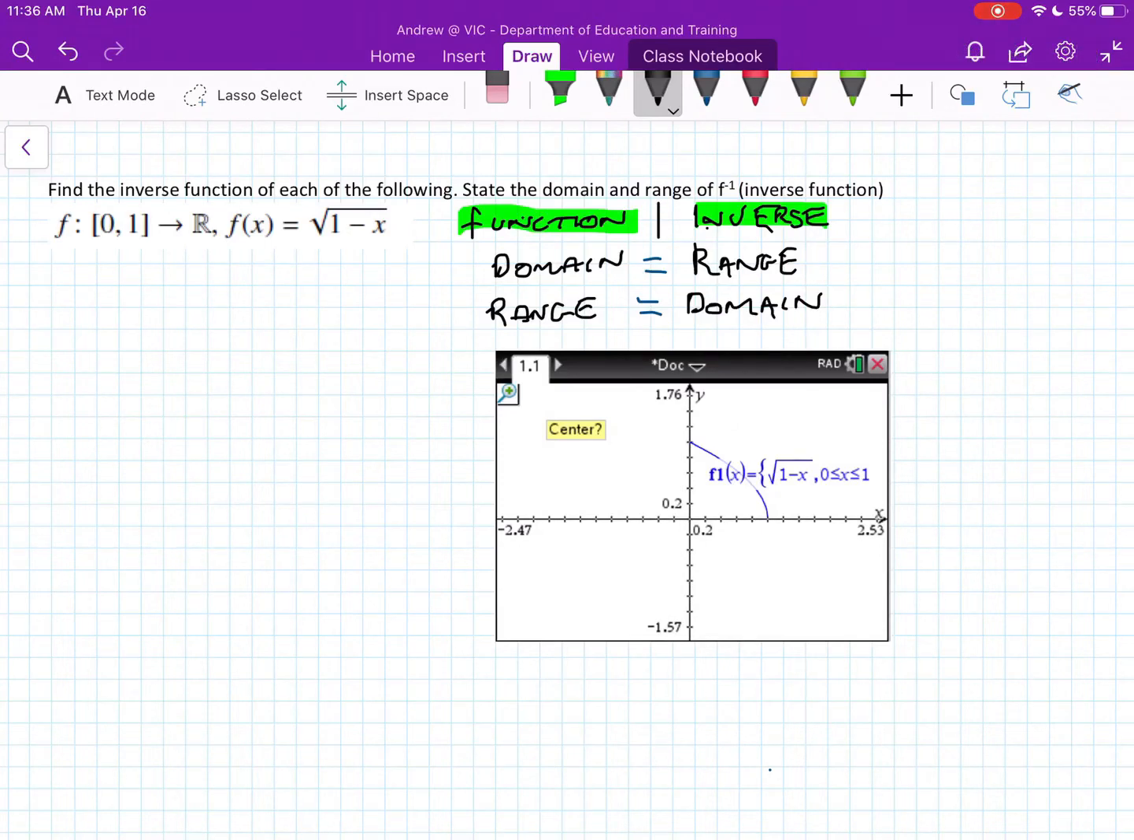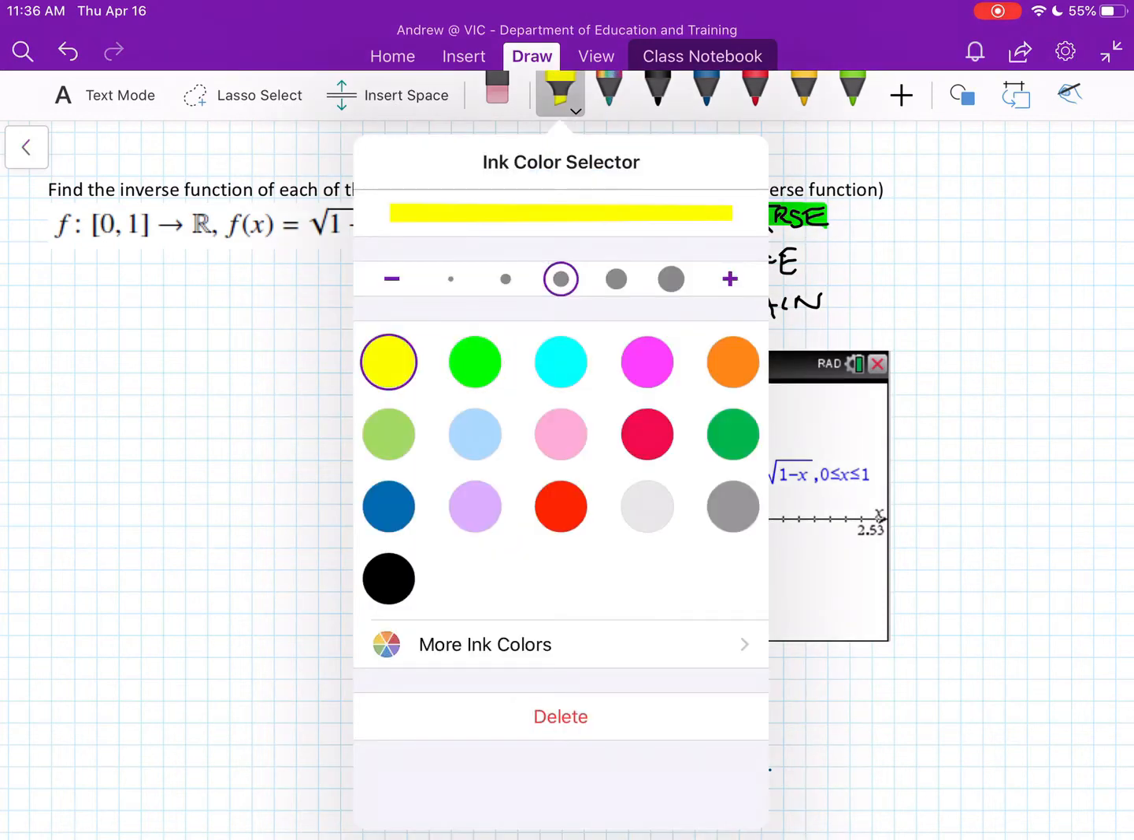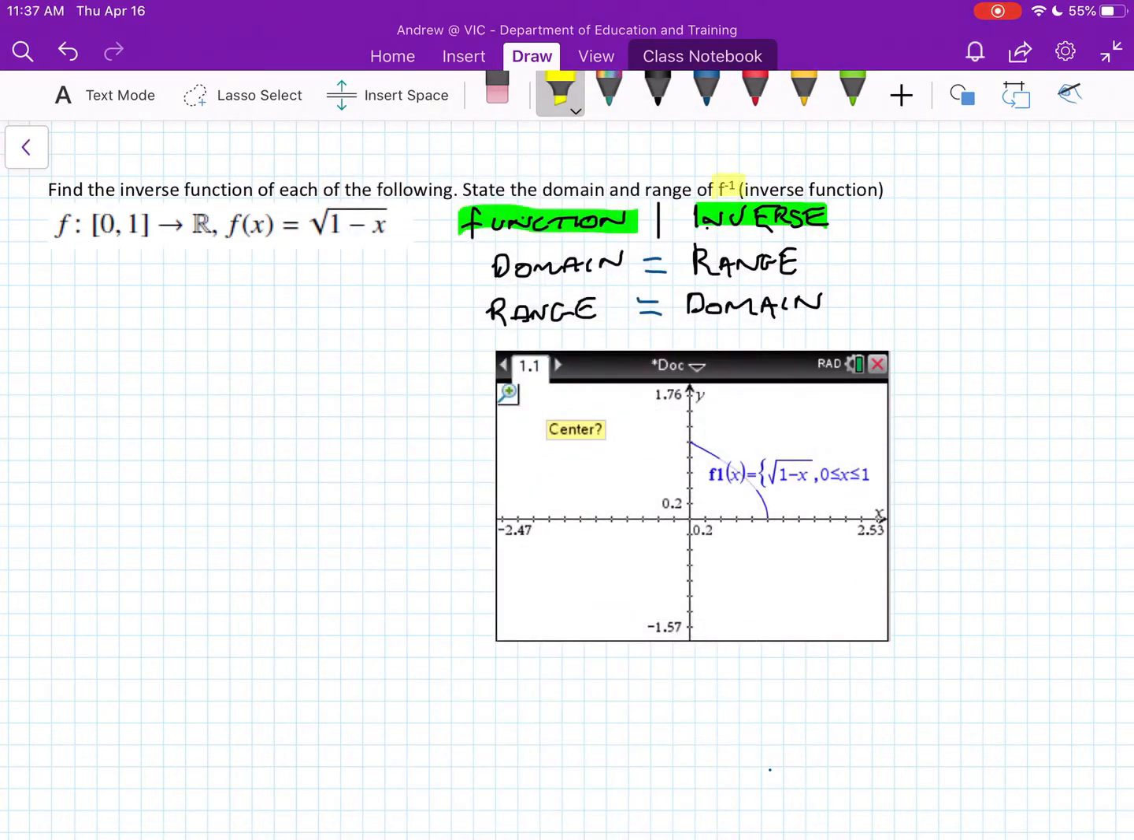Today we're going to be looking at inverse functions and how we solve these types of questions. A first example question is: find the inverse function of each of the following. I have one example here and I'll go through a second one separately. State the domain and range of f negative 1. Just remember when you see that negative 1 at the top, that means inverse function.